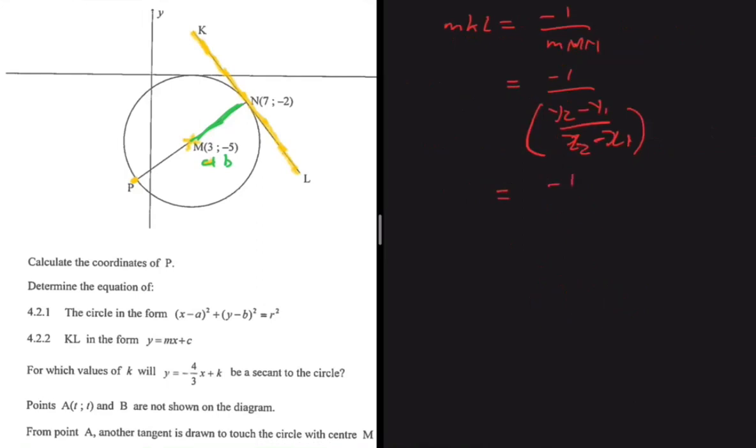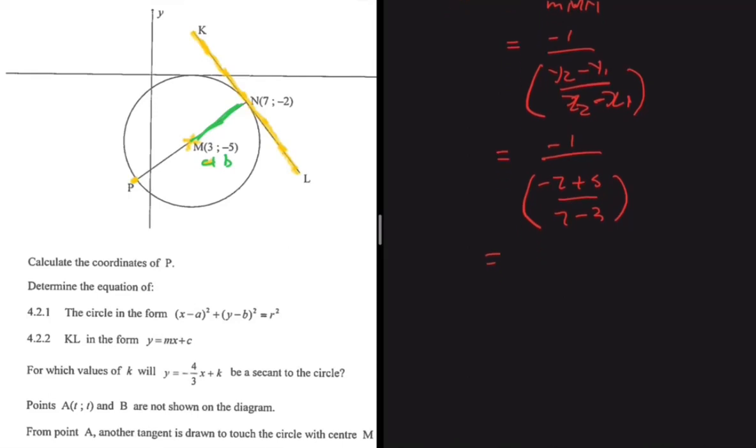So doing that, minus 1 divided by y2, so let's take n as the second coordinate, right? So that will be minus 2 minus 5, so that will be plus 5, and then divided by x2, so we have 7 minus 3, right? And then now let me just put that in my calculator real quick and see what I get. So I have 3 basically, and then divided by 4, right? So yeah, the gradient of KL is minus 4 divided by 3, right?